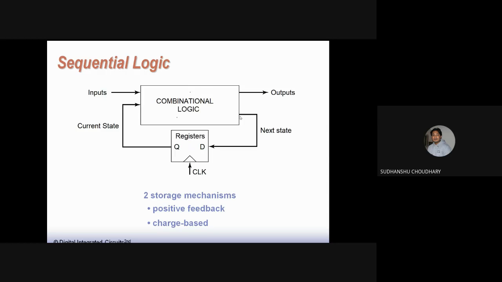So we'll talk about that later. But yes, let us understand that there are two storage mechanisms by which one can store the current state or next state. One is via positive feedback, maybe a feedback via some registers, where you can store the current state. The other is charge based, that is storing the next state or current state on some capacitor and then refreshing that capacitor at regular intervals. So there are two storage mechanisms possible in a sequential logic design, that is positive feedback based or charge based.